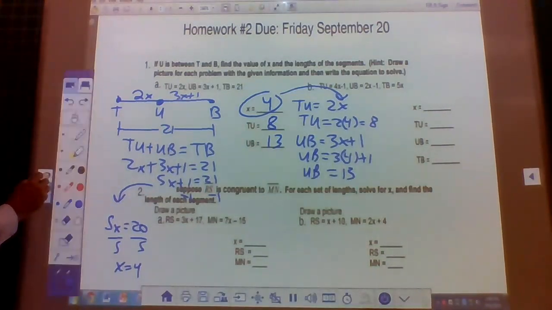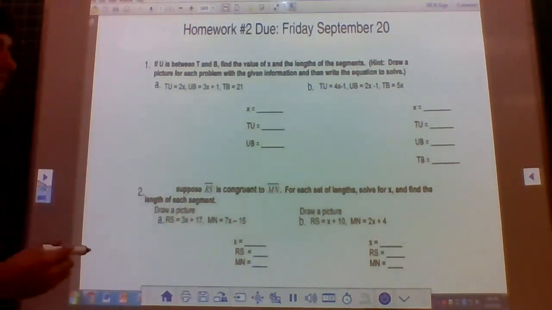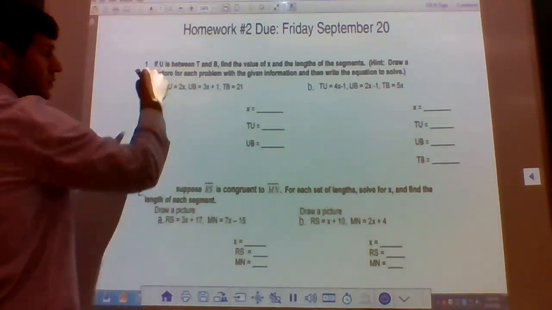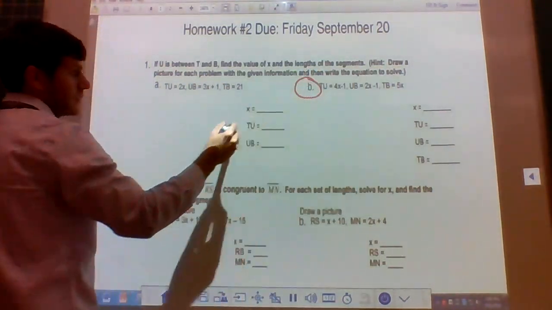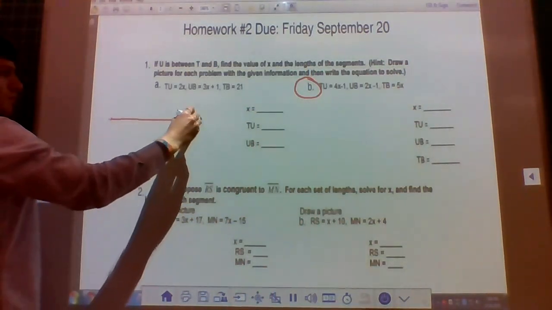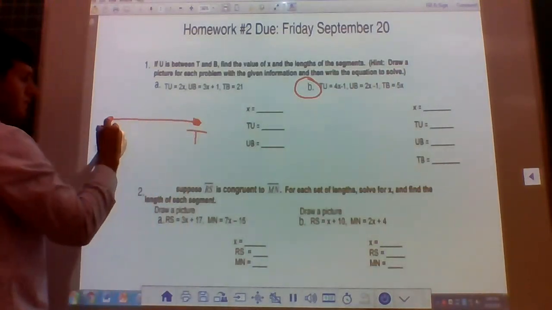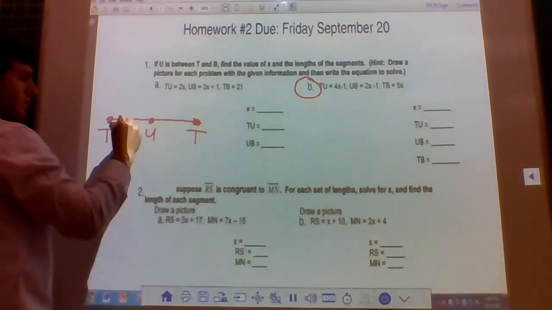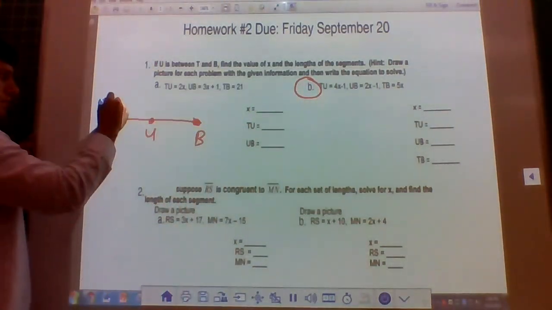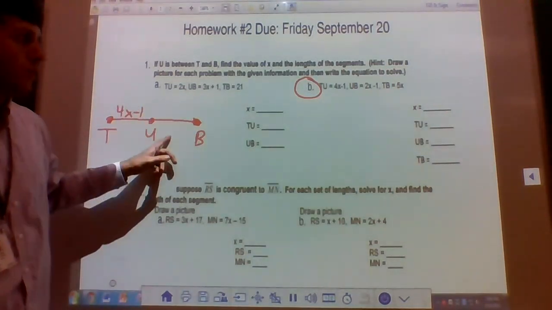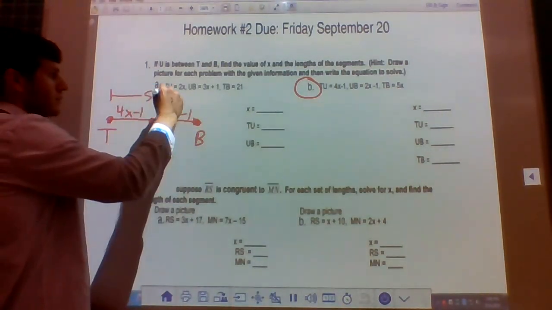Okay, the next one. Okay, I'm going to draw this one over here. So again, U is between, so we're doing this one. Here. So U is between, I'm sorry, U is between T and B. TU is 4x minus 1. UB is 2x minus 1. And then TB is 5x.